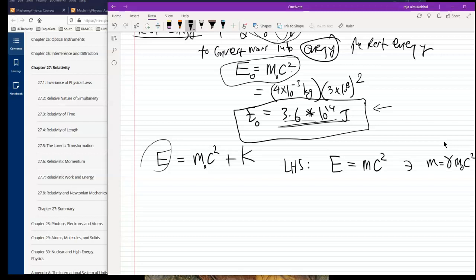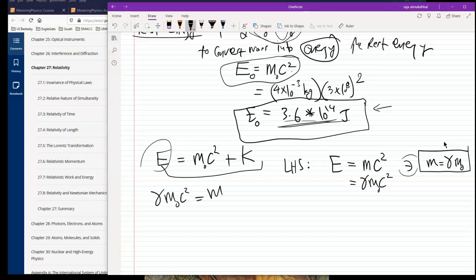I hope this is not too complicated for you. Remember we said m is gamma m naught? Sorry, not the m squared, I'm a little bit ahead of myself. Here it is. "Such that" is the math symbol, if you're not familiar with it. So this becomes gamma m naught c squared. So I can write this formula again as gamma m naught c squared equals m naught c squared plus K.